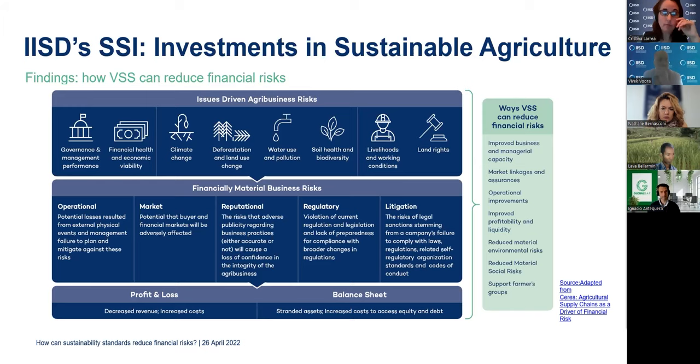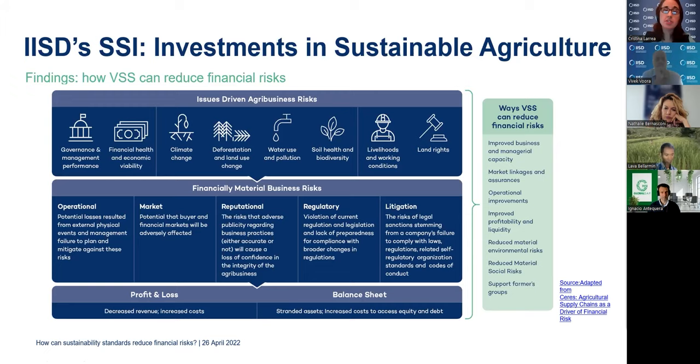Operational risk, for instance, when the harvest is lost due to the effect of pests and diseases or market disturbance, a change in supply, demand, or external shocks. Market risk, for instance, when buyers refuse to purchase goods associated with forced labor or biodiversity loss. Reputational risk, when adverse publicity regarding, for instance, land grabbing practices undermines the image and confidence in the agribusiness. Regulatory risk, when there is a lack of compliance with existing regulations concerning, for instance, zero deforestation, which can lead to facing litigation risk in the form of sanctions, trials, or fines.